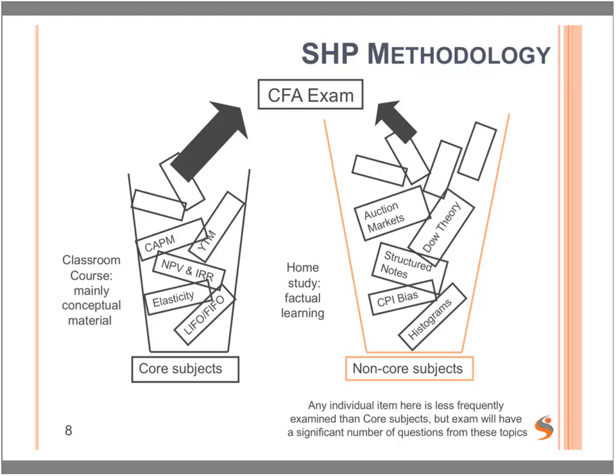Okay, and for home study, so you will need to study at home, we set the more factual learning. Okay, so there are some facts you need to know, some definitions. For example, auction markets, different types of auction markets, Dow theory, structured notes, CPI bias, consumer price index biases, histograms. Okay, so these things are quite basic. You may or may not be tested on them. This is about getting breadth of coverage of the curriculum.